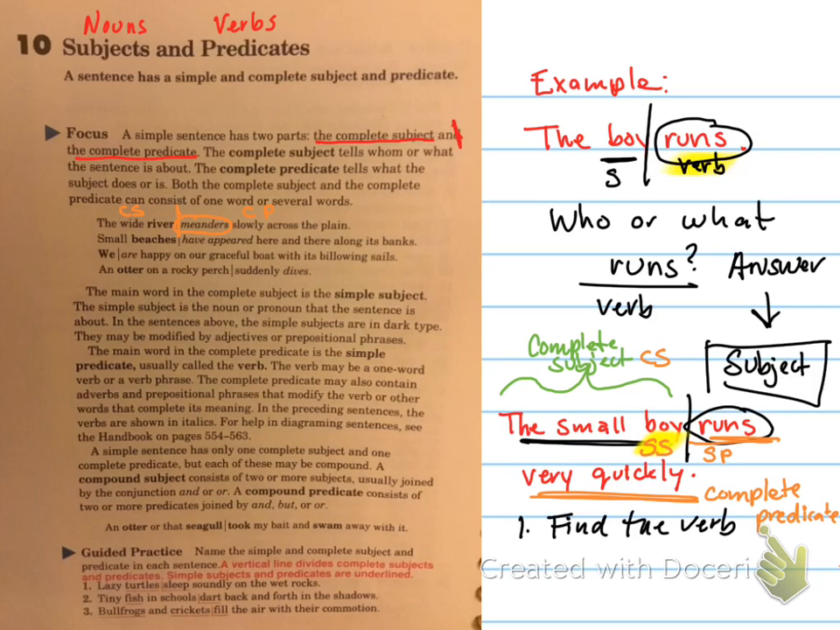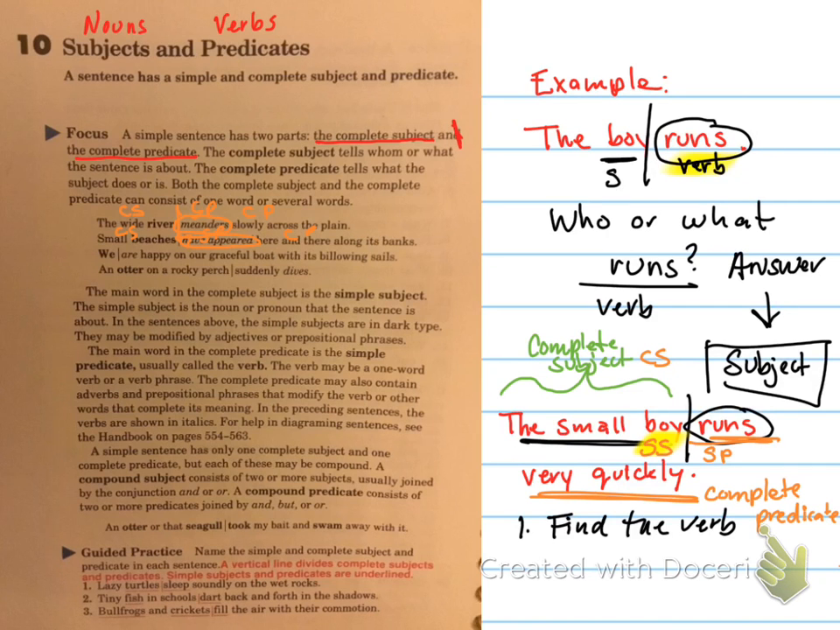Small beaches have appeared here and there along its banks. Have appeared is my simple predicate. Who or what have appeared here and there along its banks? Small beaches. That's the complete subject, and this whole part is the complete predicate. This is a simple predicate.